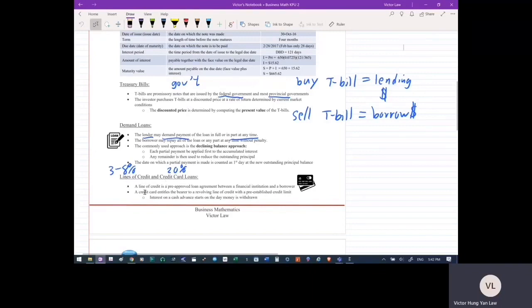Another difference between the line of credit and credit card is that with a line of credit, there's no reward. For most credit cards, they have cash rewards, they have travel rewards, which you can earn when you're spending money from your credit cards. And that's the difference between the line of credit and the credit cards.